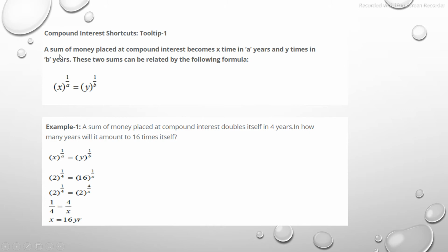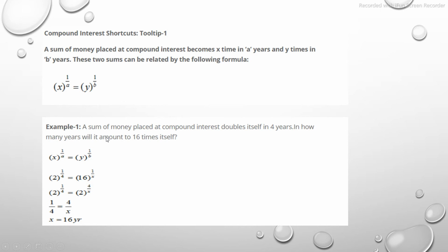So the first formula is that a sum of money placed at compound interest becomes x times in a years and y times in b years. These two sums can be related by the formula x raised to the power 1 by a is equal to y raised to the power 1 by b. So if it is given that money becomes x times in a years and y times in b years, the relation between those will be given by this.